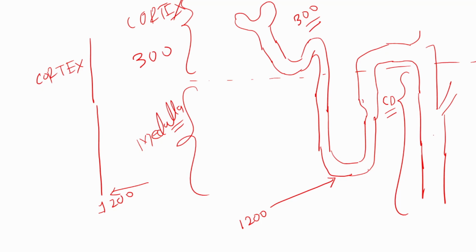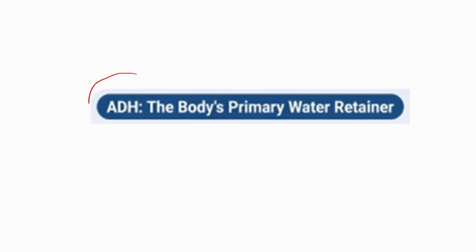But whether the body actually uses this gradient to concentrate urine depends entirely on a single small peptide hormone known as ADH, or antidiuretic hormone. And to decode the precise physiological controls of water conservation, we must map out the entire neuroendocrine cascade of antidiuretic hormone and urine concentration completely from scratch on our conceptual canvas.